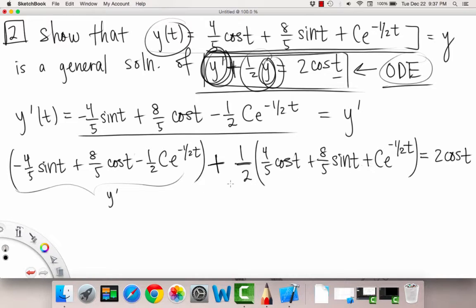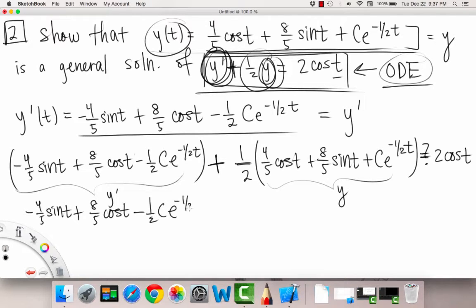Okay, so now all we have to do is just prove that both of these sides are in fact equal, okay? So this is kind of like a question mark right now. We don't know if they're equal yet. So let's work out the left side. That's all we have to simplify here. Okay, so I'm just going to rewrite the first part. So negative 4 over 5 sine t plus our 8 over 5 times cosine t minus 1/2 times c times e to the negative 1/2 t.